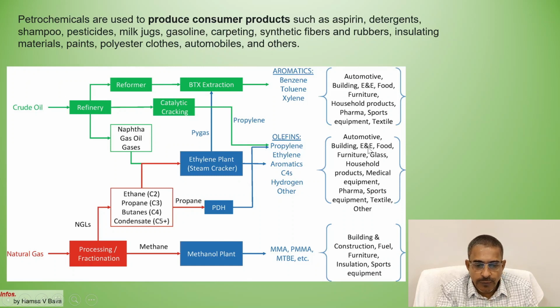See automotive, building, food, furniture, all you can see here. Plus propane also is coming. Then natural gas also here, methane, mainly for building, construction, fuel, furniture, insulation, sports equipment. Many are there. So this is the overview of various petrochemical products manufactured based on the industrial route, the hydrocarbon route.